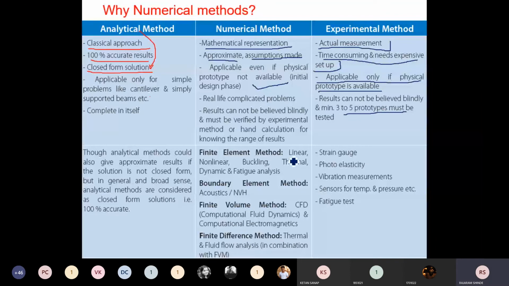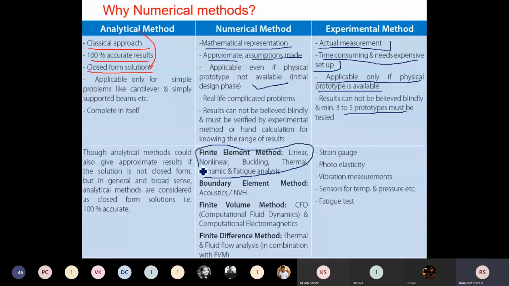Next one. Here these are the numerical methods: finite element method, boundary element method, finite volume method, finite difference method. The finite element method is used for linear, nonlinear, buckling, thermal and dynamic analysis. The boundary element method is used for acoustic and NVH problems. The finite volume method is used for CFD. For each method there is one subject. Our subject is related to the finite element method.